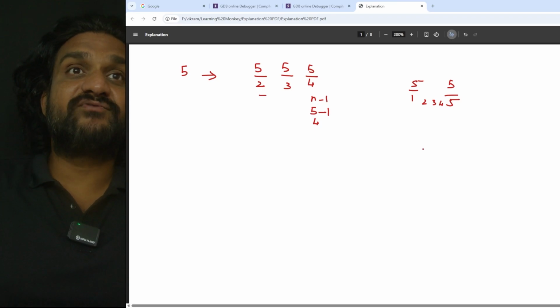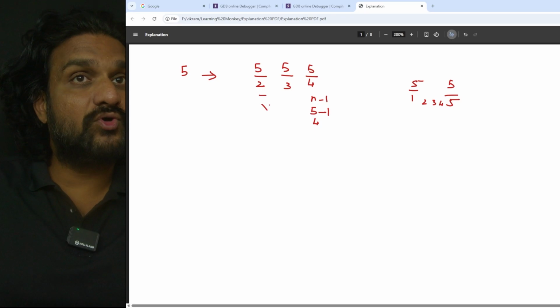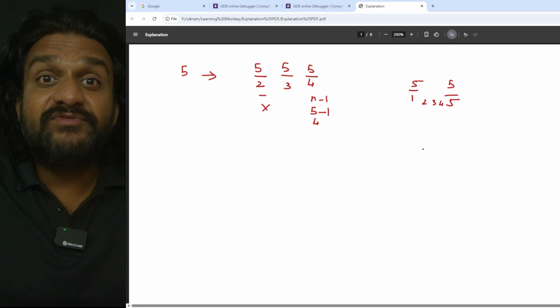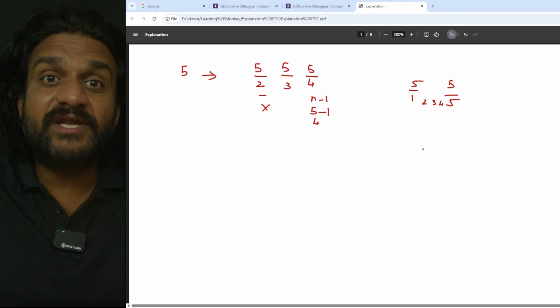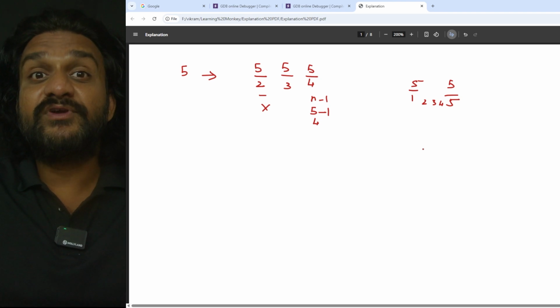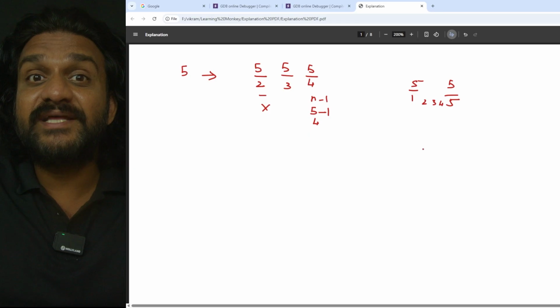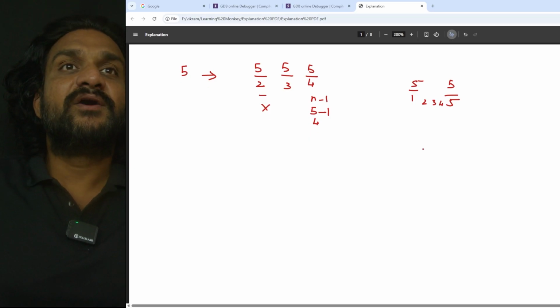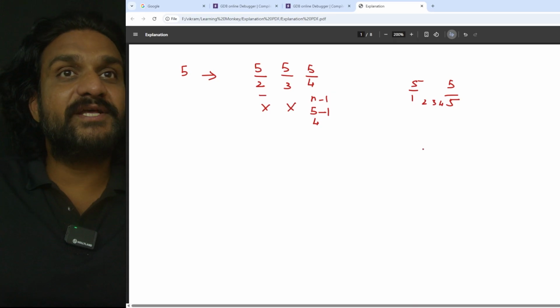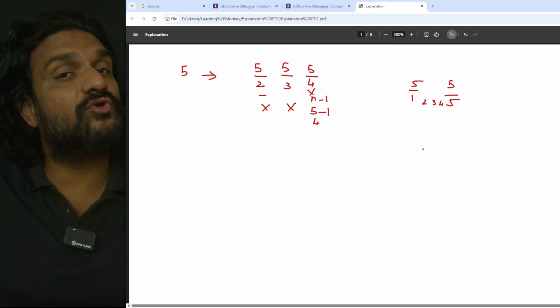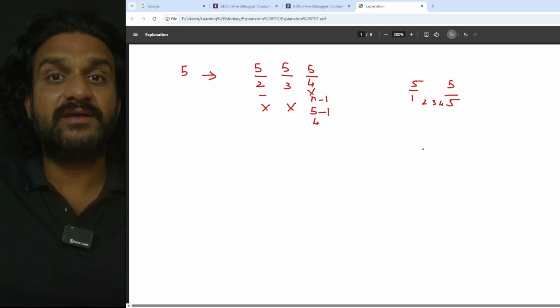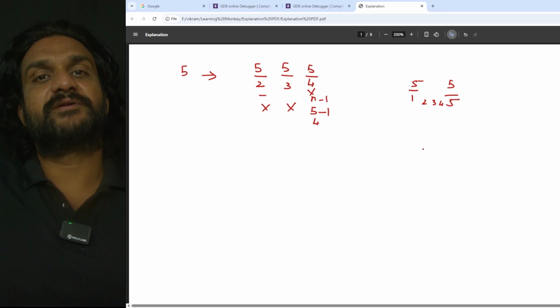So is the number 5 divisible by 2? No, it is not. When can we say that it is divisible or not? If the remainder is 0, then it is divisible. If we get any remainder other than 0, then it is not divisible. So in the case of 5 divided by 3, no, it is not. Is 5 divisible by 4? No, it is not divisible. So can we say that this is a prime number? Yes, it is a prime number.